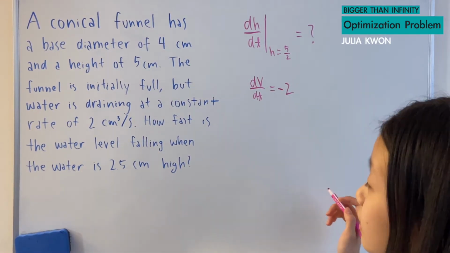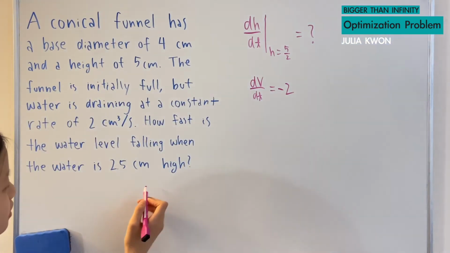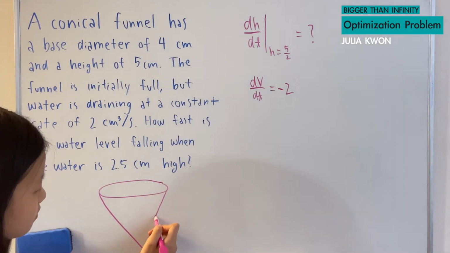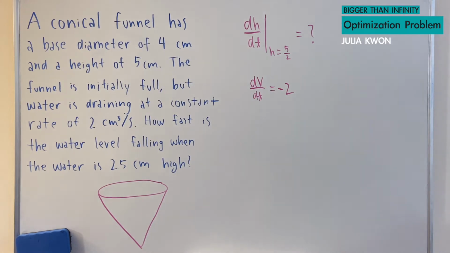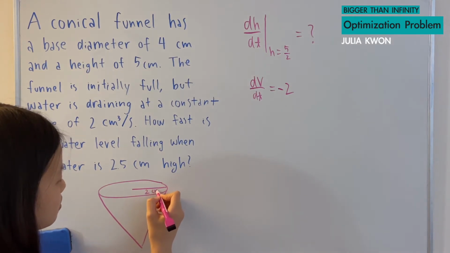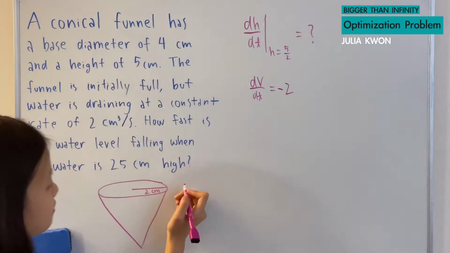Okay, and let's make a drawing to represent this problem. We have a conical funnel that looks something like this, that has a diameter of 4, which means that the radius is 2. So the radius is 2 centimeters, and the height is 5 centimeters.